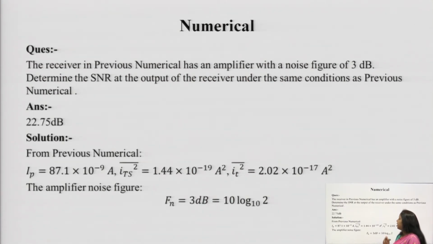So, let us do one numerical related to this. The parameters are the same as the previous numerical which we have done regarding the noise. The receiver is the same as in the previous numerical, but we have now added an amplifier to that detector receiver section. The amplifier has a noise figure of 3 dB, that is Fn is equal to 3 dB. Determine the SNR at the output.